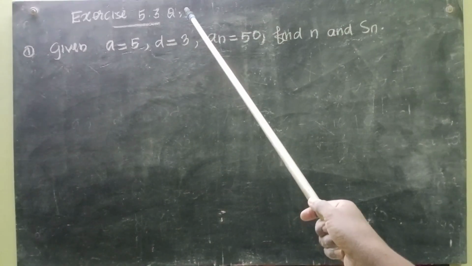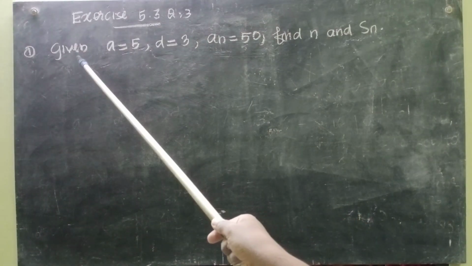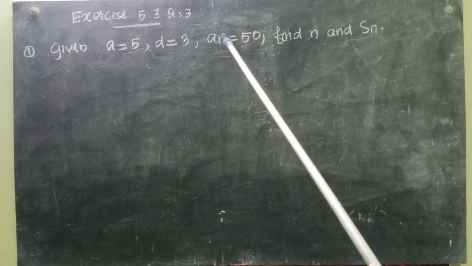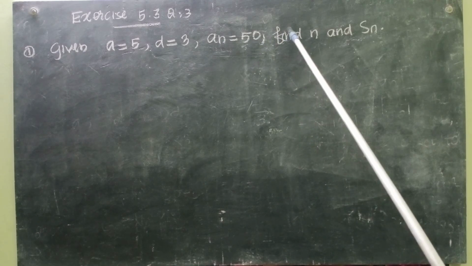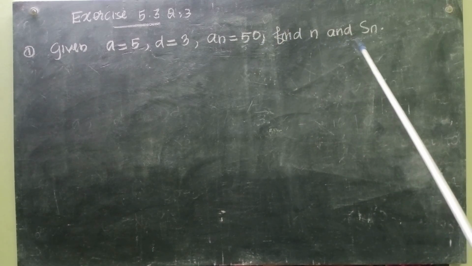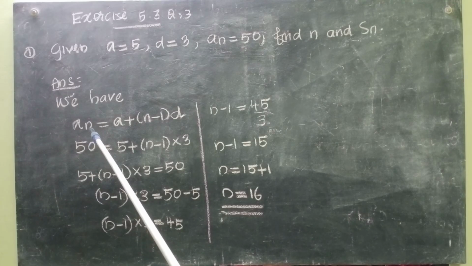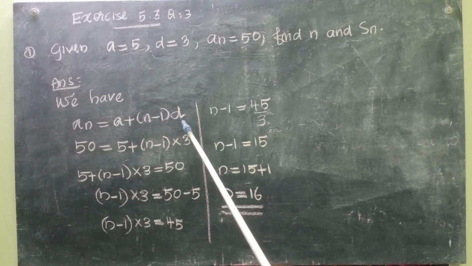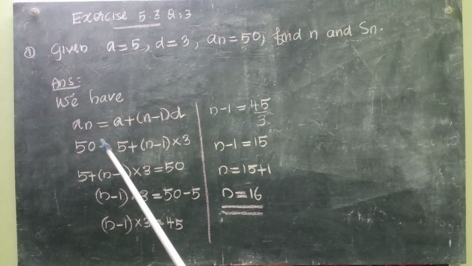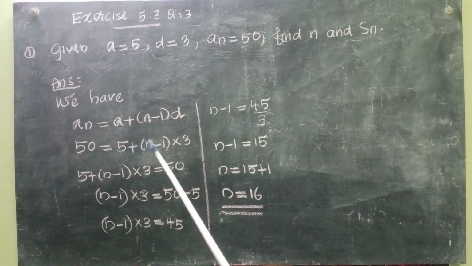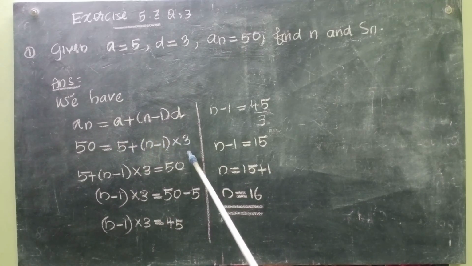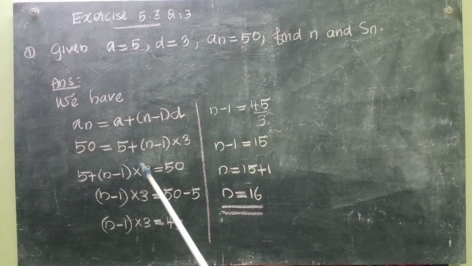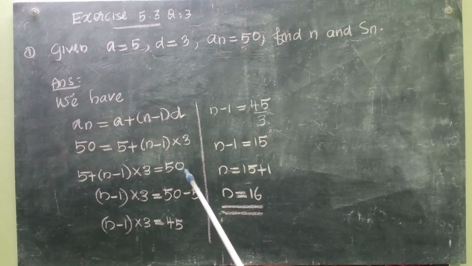Exercise 5.3, question number 3. Given a = 5, d = 3, an = 50, find n and Sn. We have an = a + (n − 1)d, that is 50 = 5 + (n − 1) × 3. Change the sides: 5 + (n − 1) × 3 = 50.